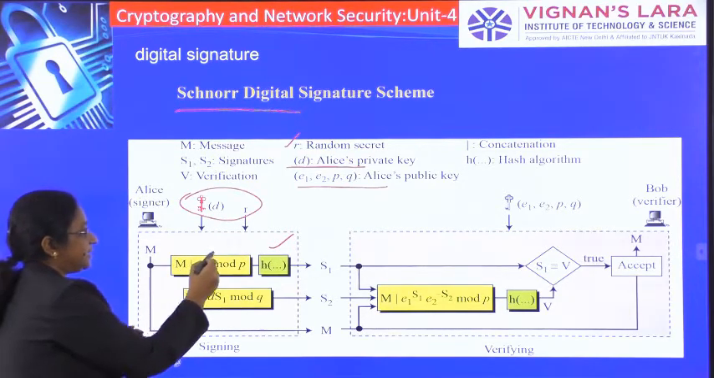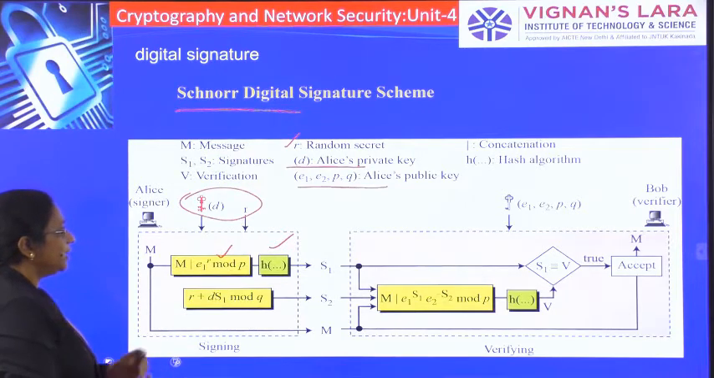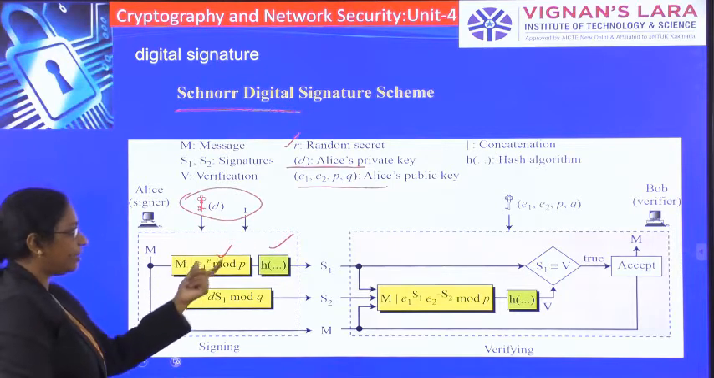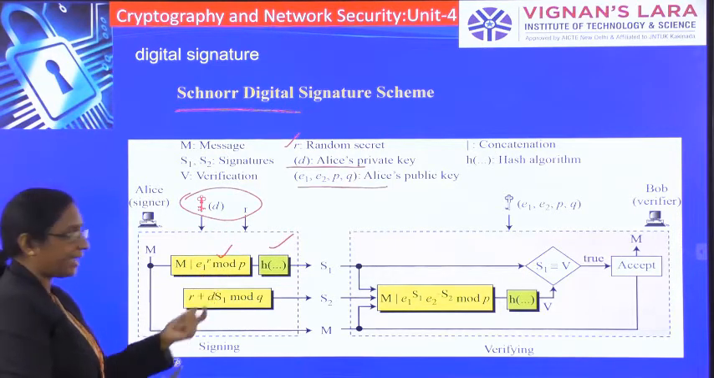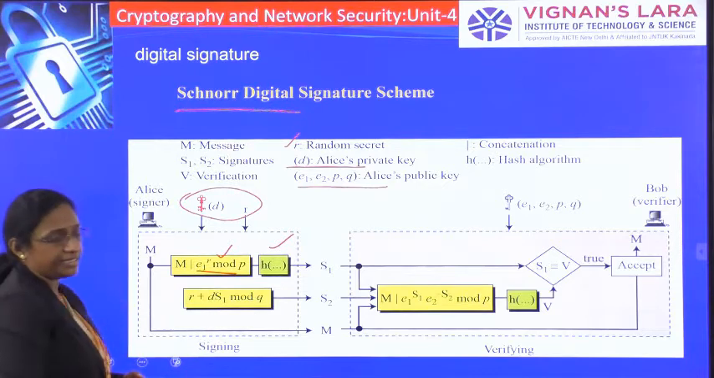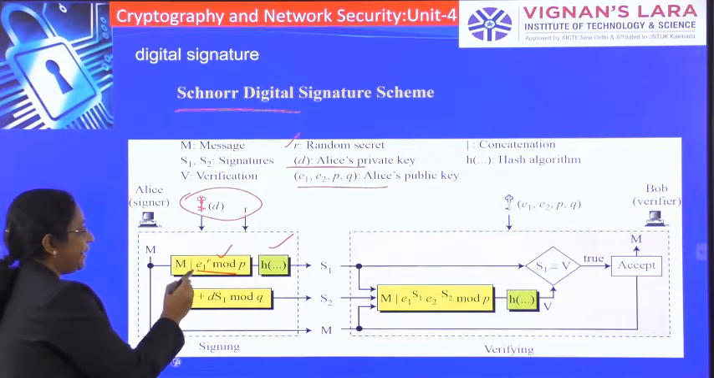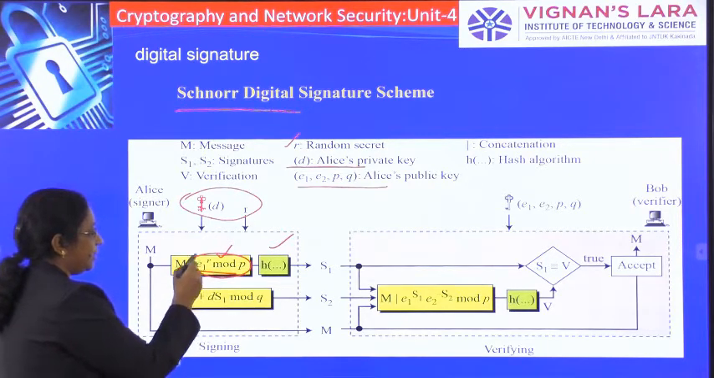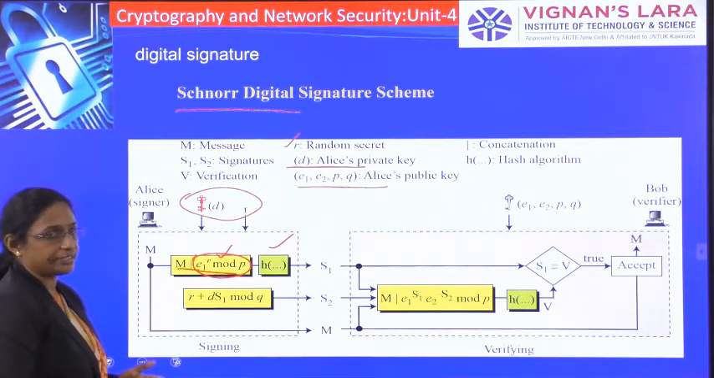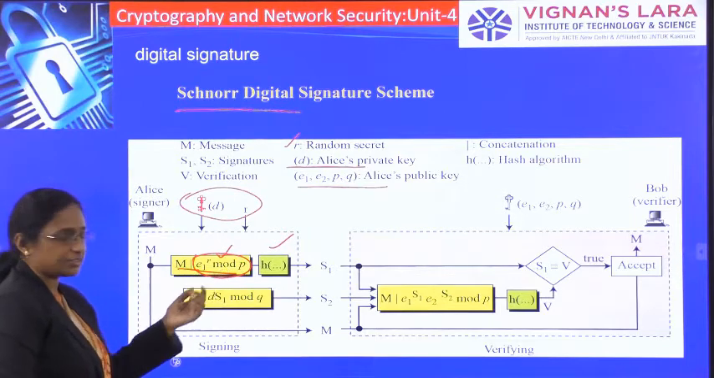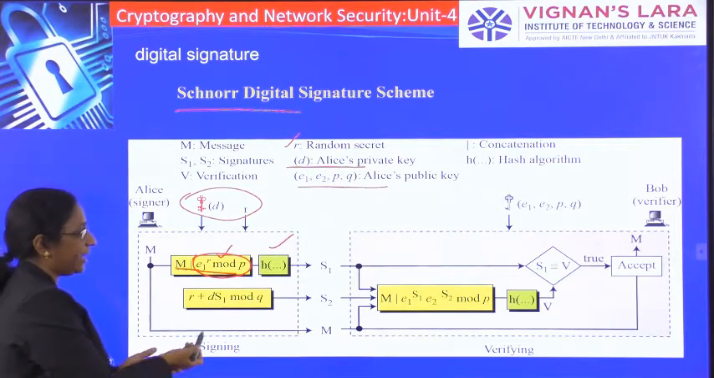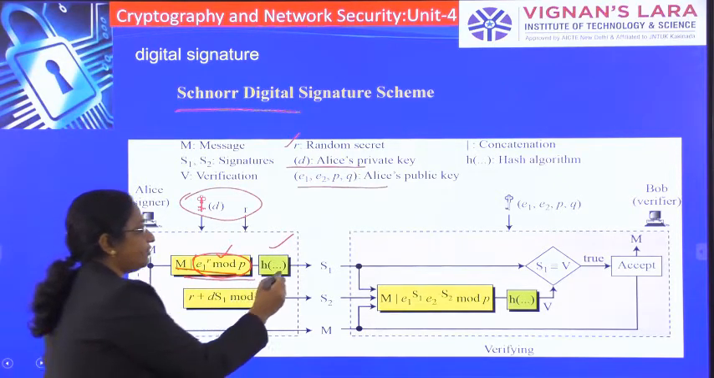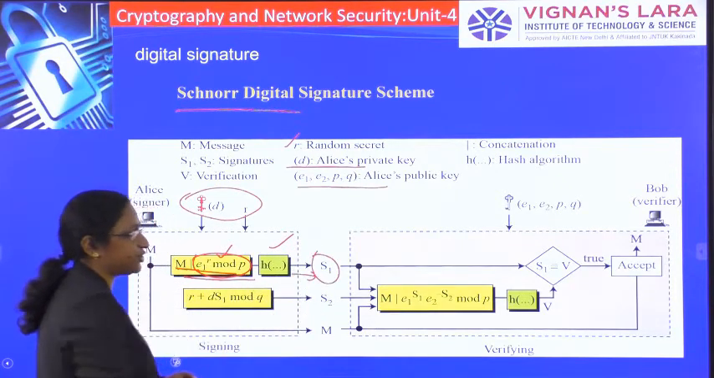So this is the function. Whatever random secret you are having, along with the public key, the function E1 R mod P is applied, and the output of this calculation is appended to this message M, and then it goes through the hash algorithm. The output of this hash algorithm will be our signature S1.